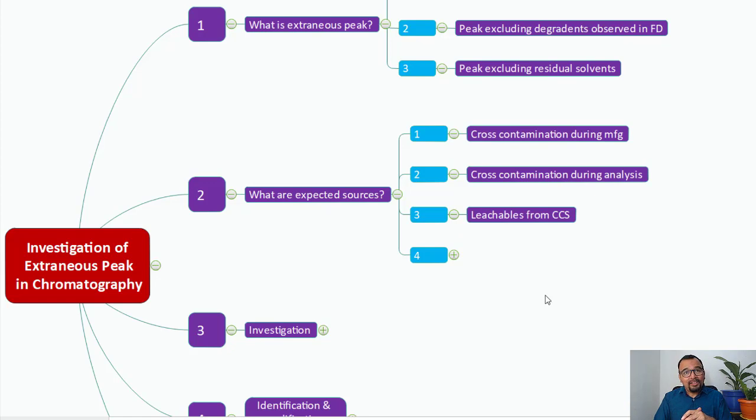Leachables from the container closure system. In case you did not observe these leachables earlier, but for some reason, maybe during stability, you are now finding some leachables coming into your product, these leachables can also become the source of your extraneous peaks. Then, excipients and container closure system interaction. If your container closure system is interacting with the excipients and forming some new impurities, this kind of impurity can become the source of the extraneous peak. So these are the four important sources for the extraneous peak.